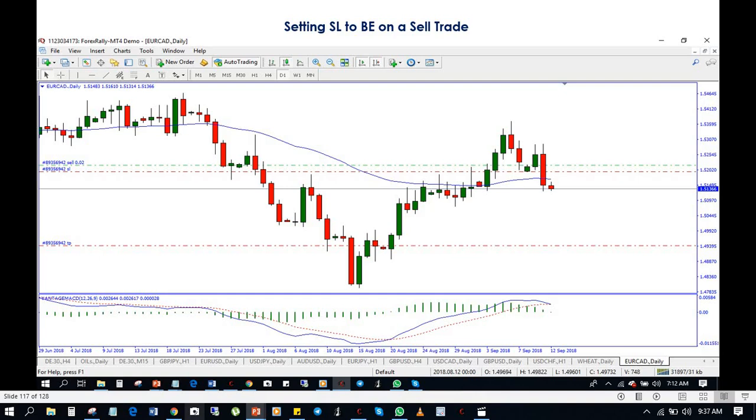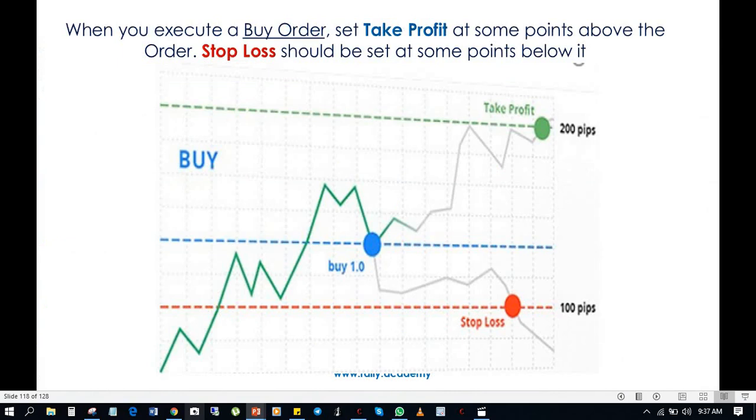Now, before then, let's quickly look at how to set target on a buy order. Now, that's what I have in front of me. If you place a buy order on your account, the next thing is to set take profit above it at some point, say 200 pips above, and of course stop loss at some point, say 100 pips below. That way, as the trade progresses into profit, it will hit your set target take profit if it continues to move up, and of course if it fails to move up and goes down, it will hit your stop loss to minimize risk on your account.